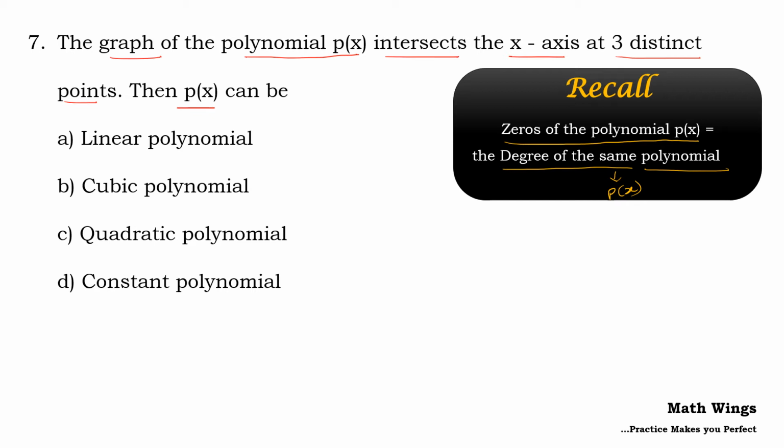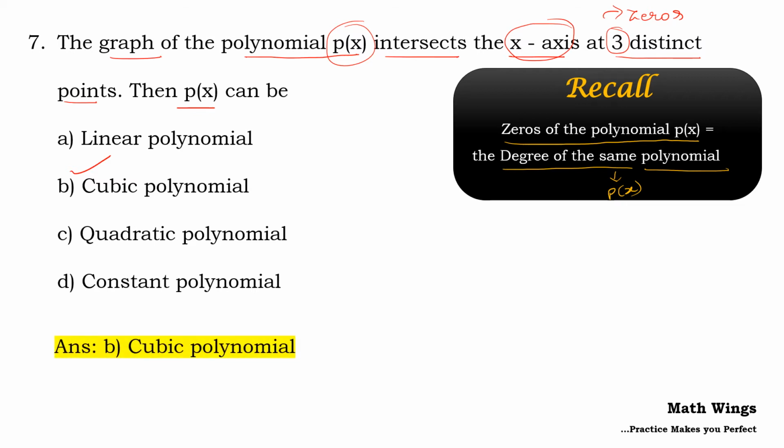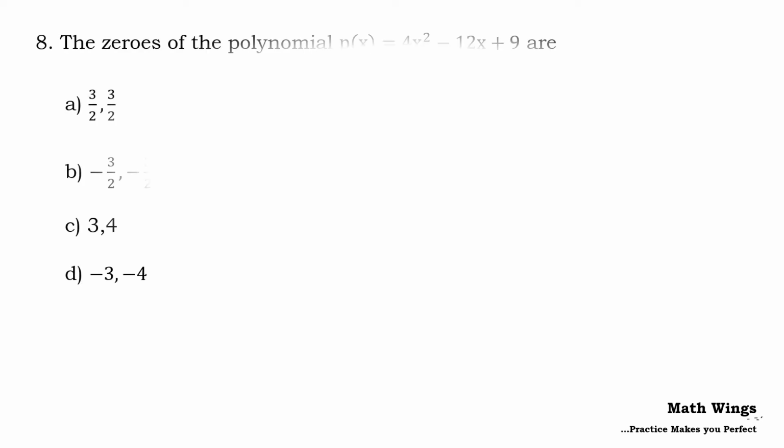So what they have given here, the given polynomial intersects x-axis at 3 distinct points. That is nothing but the given polynomial has 3 zeros. Therefore, what we can say here, we can say that degree of the polynomial p of x is 3 over here. We all know that when the degree of the polynomial is 3, then the polynomial is a cubic polynomial. Therefore, the answer is answer B, cubic polynomial. We'll move on to the next question. Here is the next question.